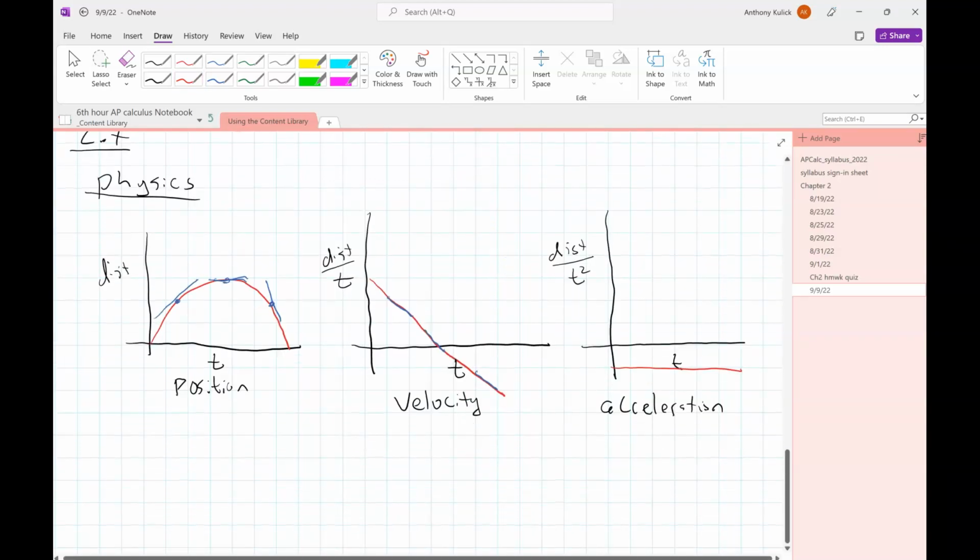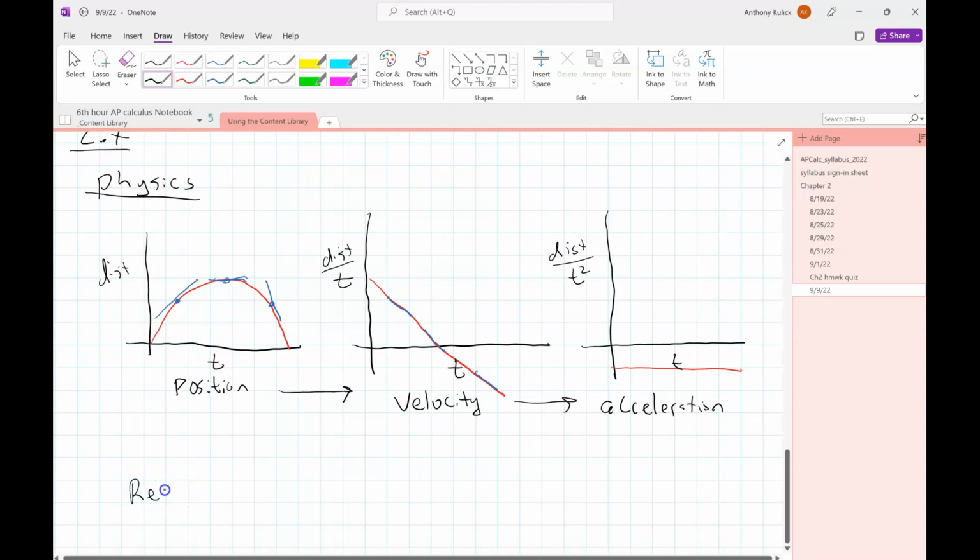So what we're noticing is that velocity at a time is the instantaneous rate of change of position. And acceleration at a time is the instantaneous change in velocity, and so on, right? Everybody's okay with that idea?